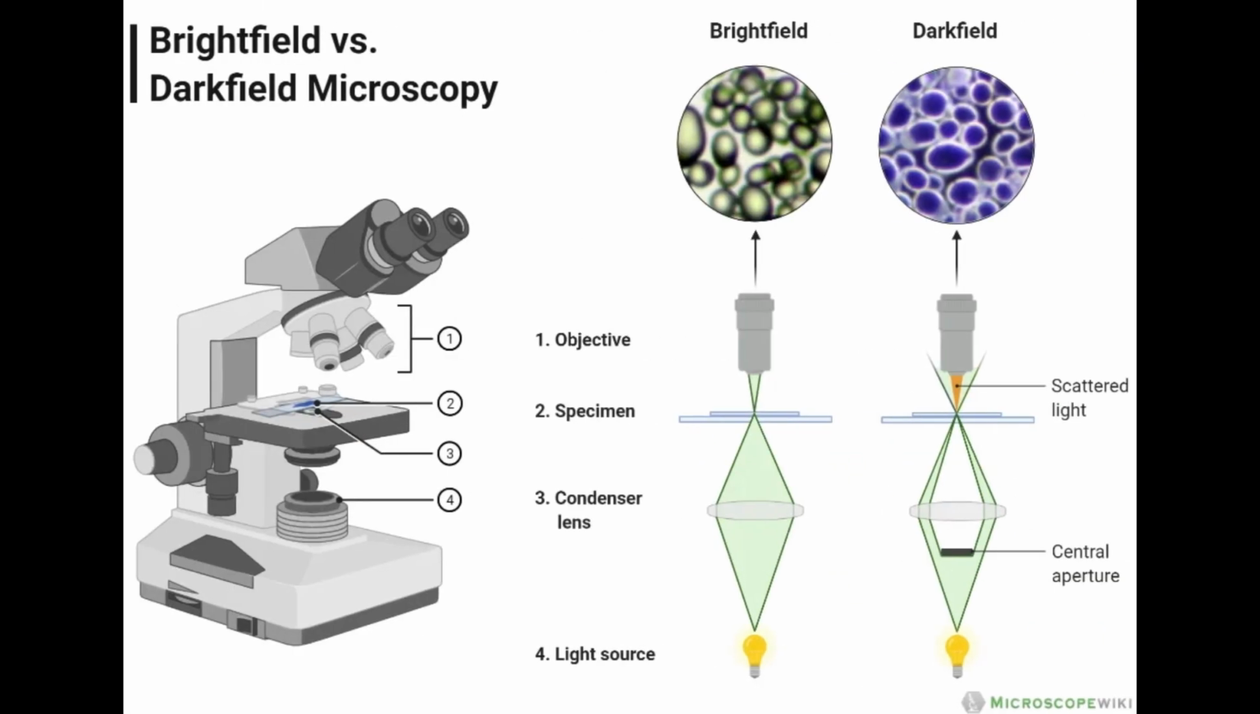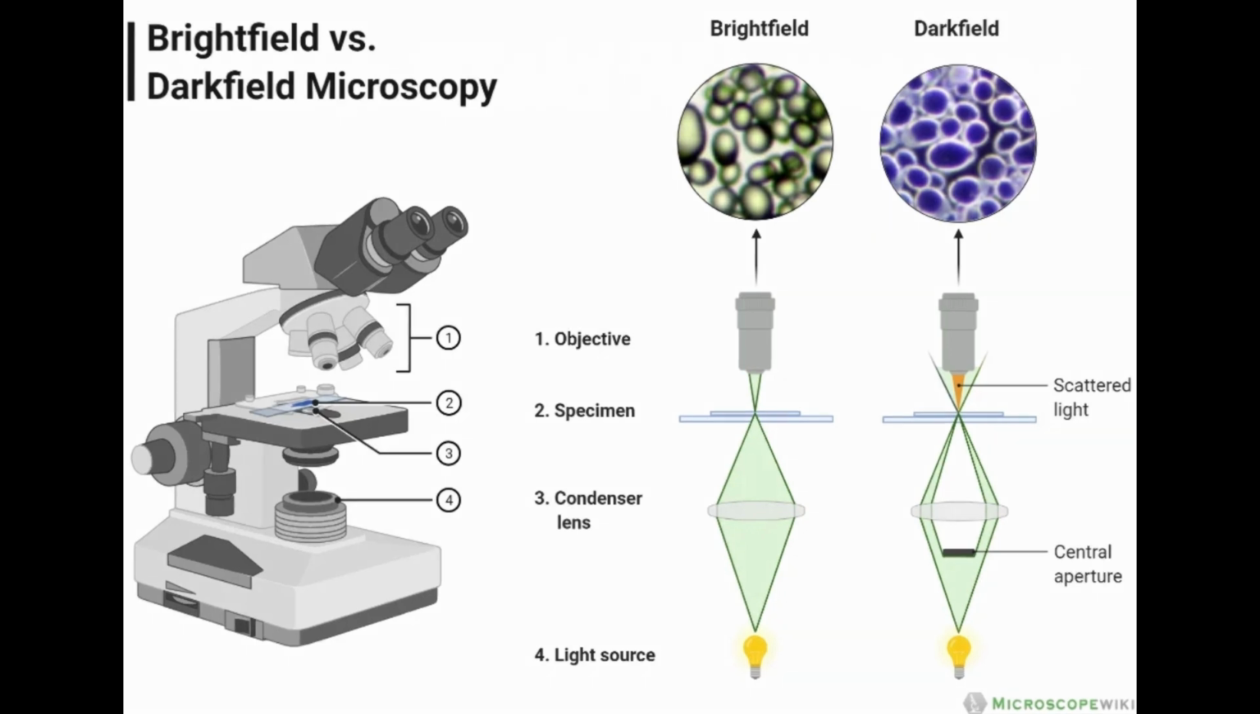Now that we've understood how a bright field microscope forms an image, let's move on to another important type of light microscope, the dark field microscope. Although both microscopes contain almost the same optical components, they produce completely different images. Why? The answer lies in how light is directed toward the specimen.